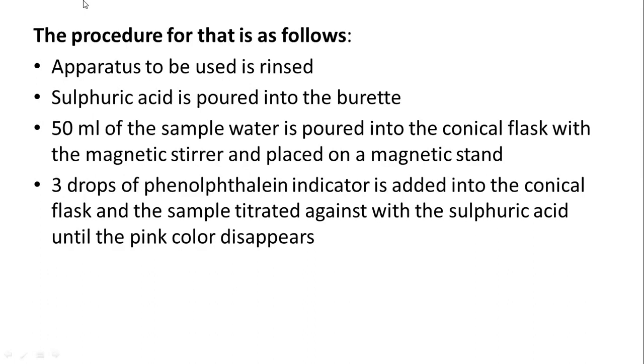And then you place the conical flask with the stirrer onto the stand, and switch it on. That way it keeps rotating, for even distribution. It's like shaking the sample. So in this case, we won't need to shake the sample because the stirrer is doing the shaking. So 50 ml of the water into the conical flask, and then add 3 drops of phenolphthalein indicator, and then you titrate the sample against sulfuric acid until the pink color just disappears.